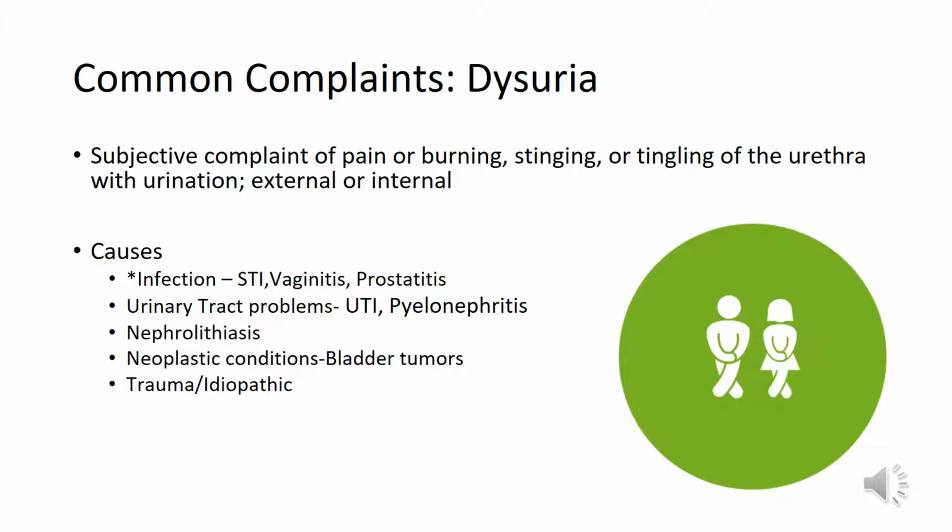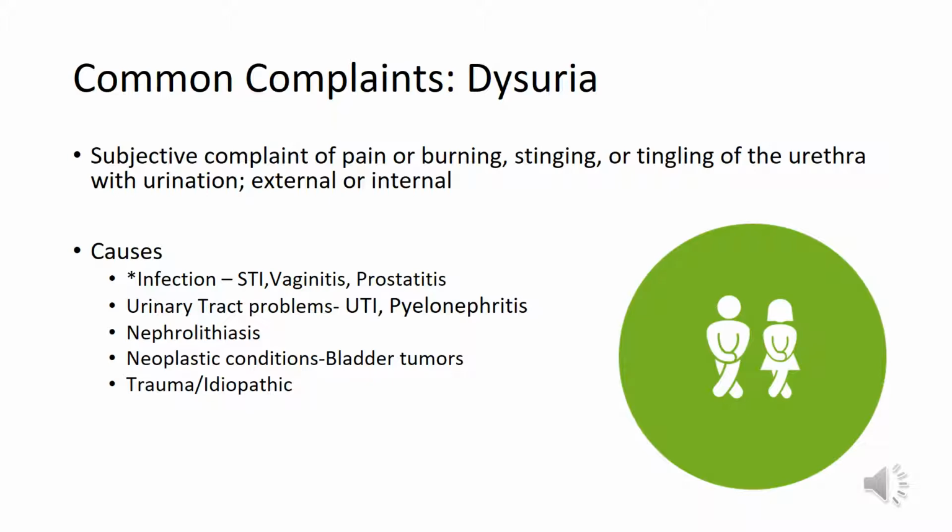Dysuria is a common urological complaint, and it occurs when chemical irritation or inflammation alter the mucosal barrier and stimulate the nerves just beneath the urothelium of the bladder. Chronic stimulation of these nerves, seen in chronic dysuria, can alter nerve sensitivity and lead to persistent pain. Patients presenting with dysuria may have subjective complaints of pain or burning, stinging, or tingling of the urethra with urination, which can be felt externally or internally.